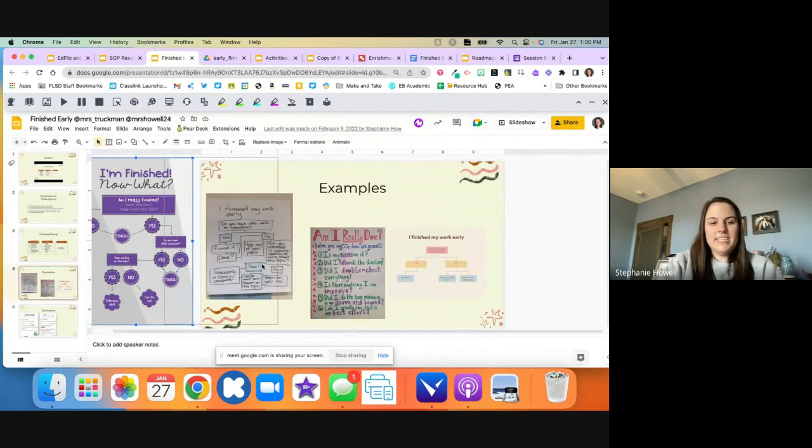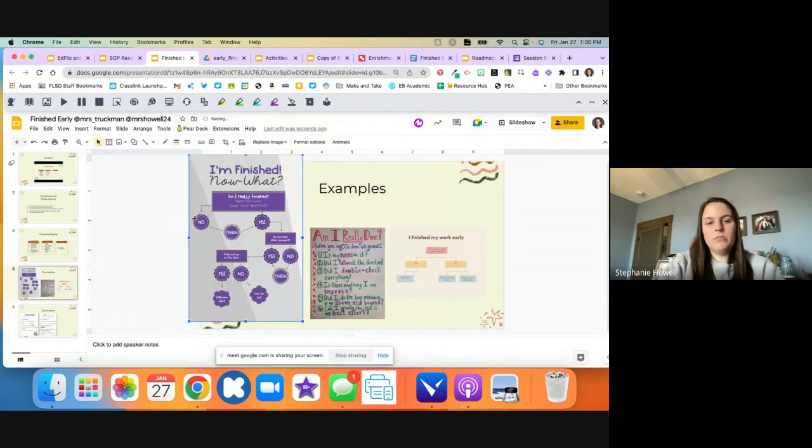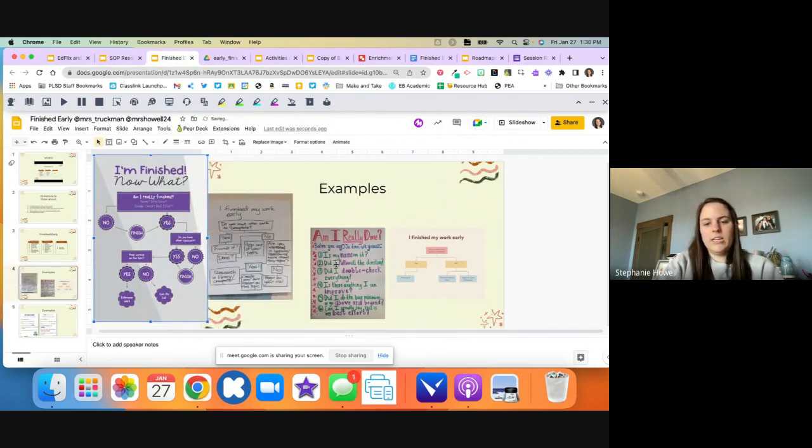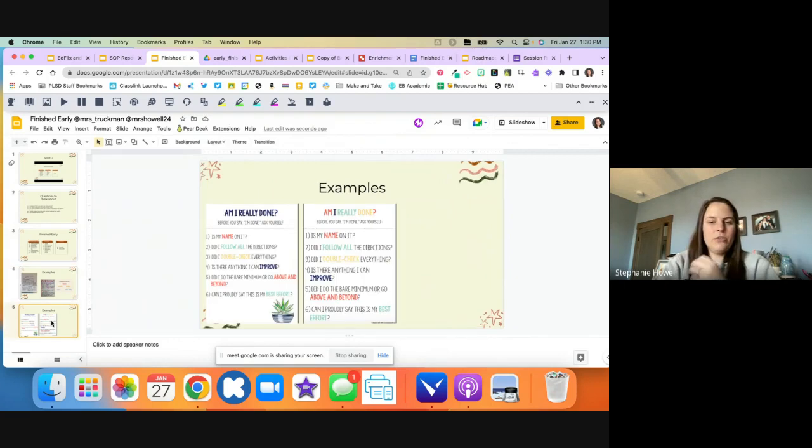But you can kind of see here that some teachers might use a flow chart to walk students through whether they are really finished. And if they're not, they go back, or if they are, they can work on something. I've also had teachers list out different steps to make sure that students have finished. But think about your procedure and what you want your students to do.